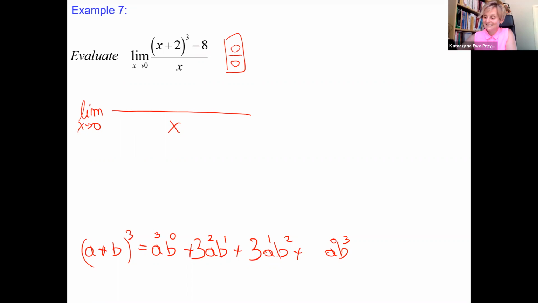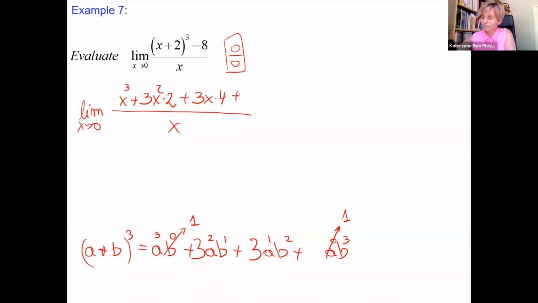Okay, let's see. Of course, b to the power of 0 is 1, a to the power of 0 is 1. Okay, a cubed. In our case, a is x and b is 2. Okay, x cubed plus 3 times x squared times 2, plus 3 times x times 2 squared, which is 4, and plus b cubed, which is 2 cubed. Okay, minus 8. Of course, 2 cubed is 8. 8 minus 8 is 0.